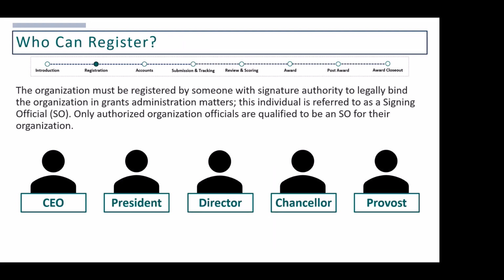The organization must be registered by someone with signature authority to legally bind the organization in awards administration matters. This individual is referred to as a signing official, SO. Only authorized organization officials are qualified to be an SO for their organization. Examples of someone with signature authority include president, CEO, executive director, owner, partner, or business official. For universities and colleges, they may use president, chancellor, provost, rector, or director of research.